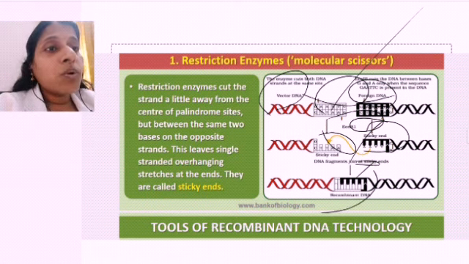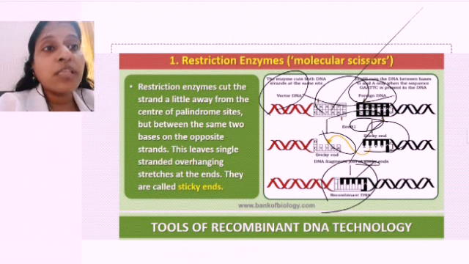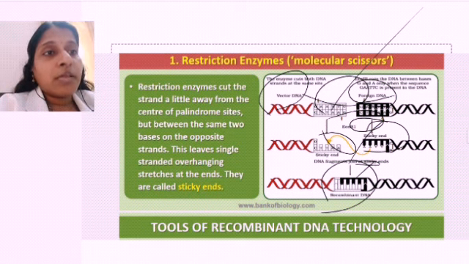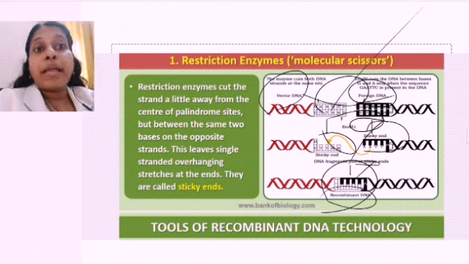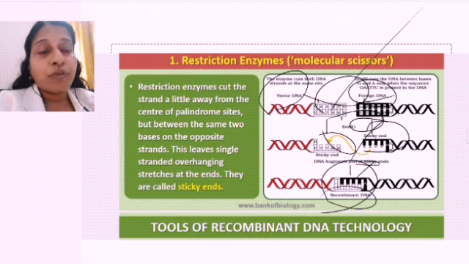Now what is the role of another enzyme? I told you, DNA ligase. They will join these two sticky ends, right? So when they join the sticky ends, I get what? The recombinant DNA. Understood? So the recognition site is the palindromic sequence. That is what we have to remember.